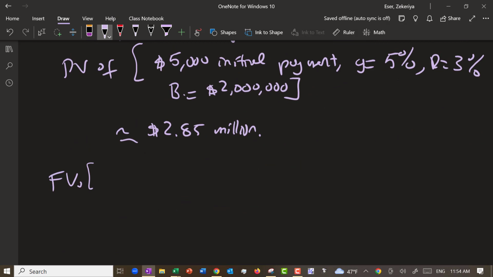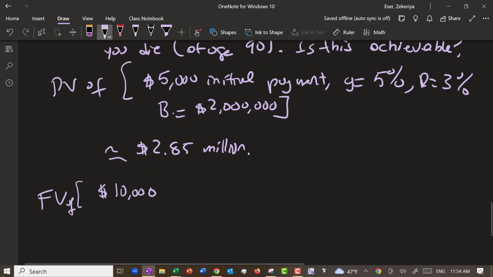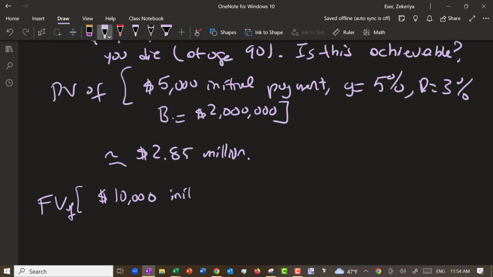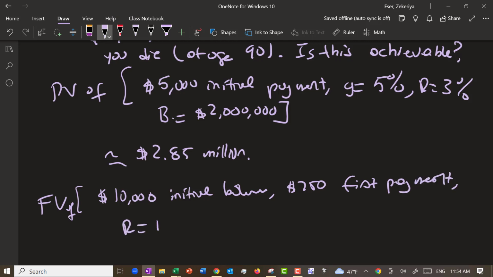Future value of 10,000 initial balance, 250 first payment, R equals 12%, G equals 3%. It's about $5.01 million.